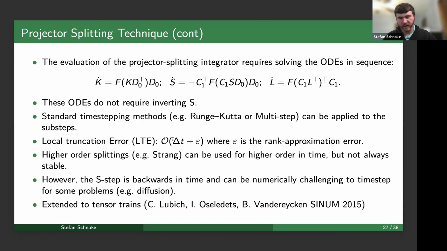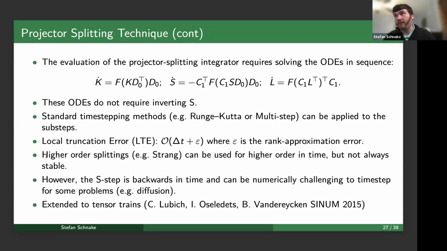You can show that the local truncation error is order delta t plus epsilon, where epsilon is the rank approximation error. The equations in motion are order epsilon essentially. That's their error. So you essentially induce a first order time stepping error in order to resolve the dynamics stably. You can also do higher order projector splitting, have an operator splitting here. Yes, go ahead. So the relation of delta t and epsilon, I think you said delta t needs to be a lot smaller than epsilon, right?